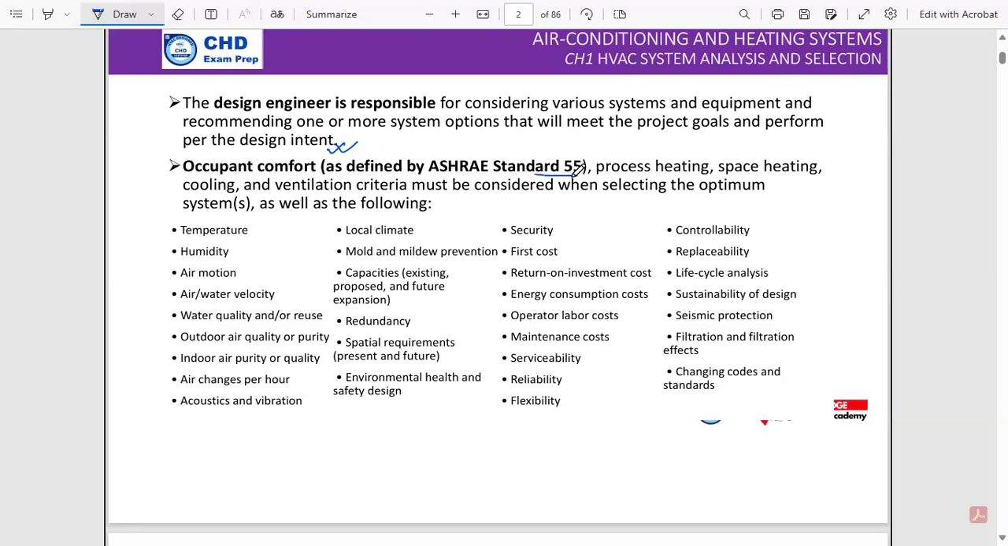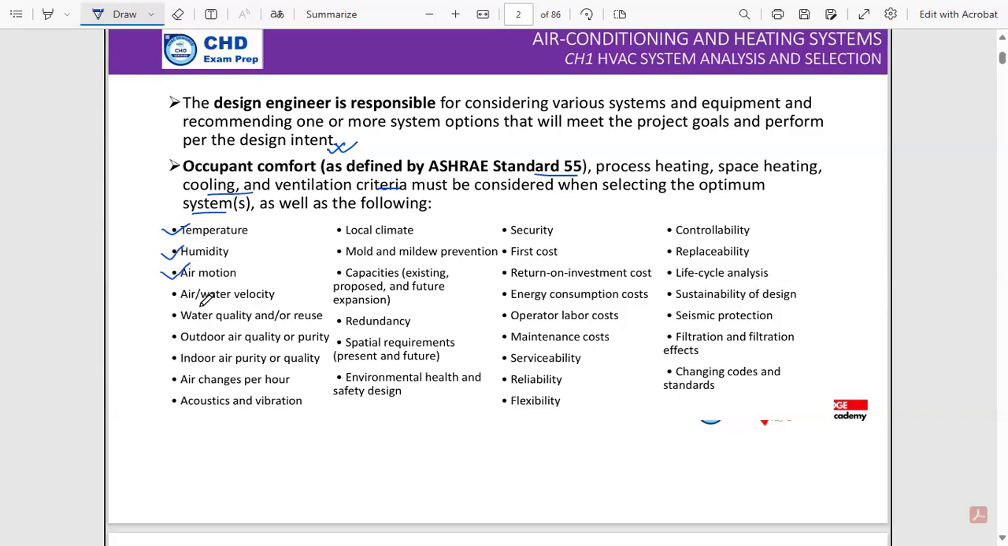We'll go through Standard 55 later on in this course. Now, just to make a quick call, process heating, space heating, cooling, and ventilation criteria must be considered when selecting optimum systems, as well as the following. So the following are the considerations that will come up when you are designing. Temperature, obviously, is the very first contributing factor. Humidity. In many cases, humidity is important. Let's say if you are designing an HVAC system for pharmaceuticals, humidity is an important factor.